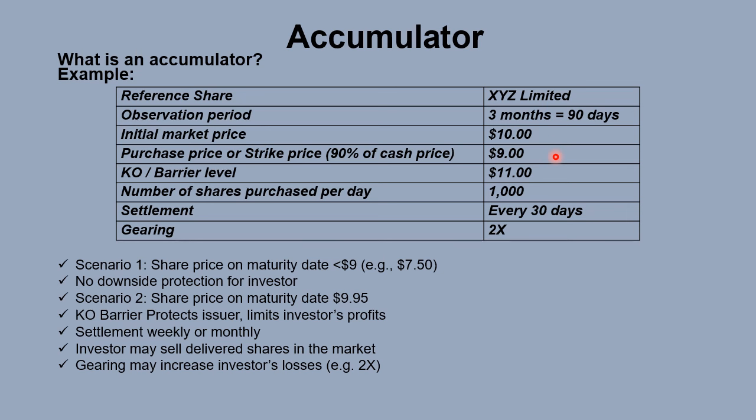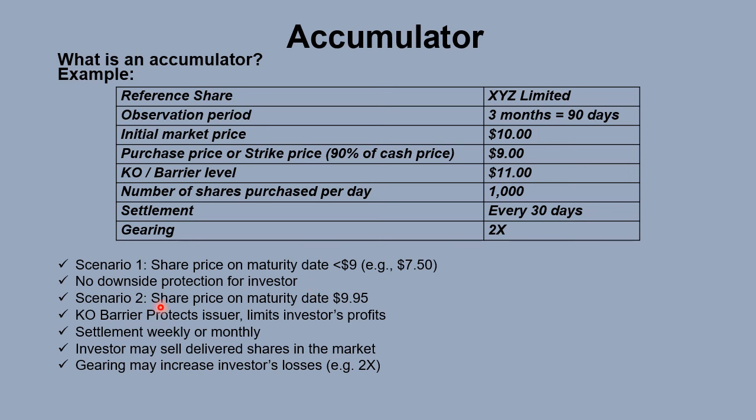However, since all rewards come with commensurate risks, the accumulator has a catch. The investor remains committed to buy 1,000 shares every day for 90 days, even if the share price crashes below $9. In that case, the investor will be accumulating shares at a premium to the market price. He cannot say no because he is obliged to buy the shares. In a bad luck scenario, the investor may end up losing a lot of money and there is no downside protection for the investor.